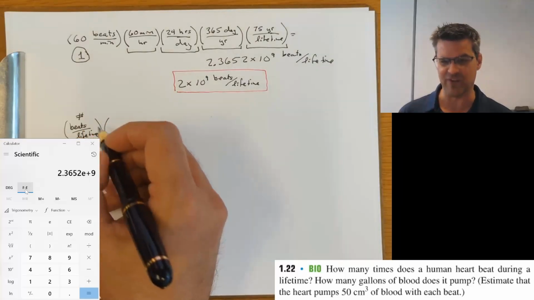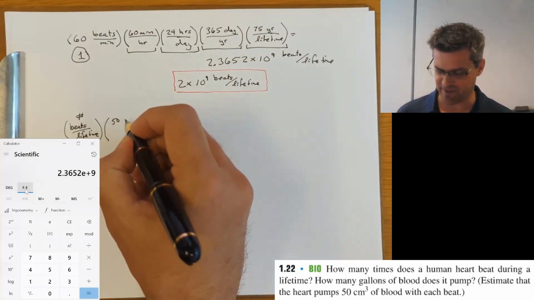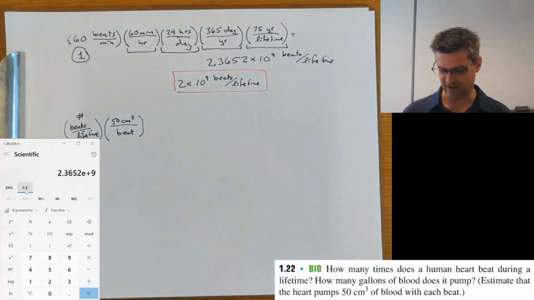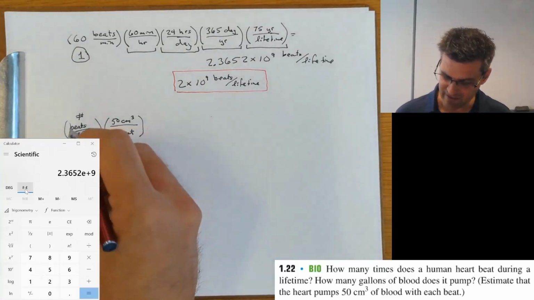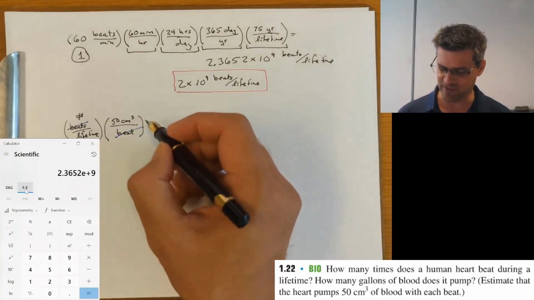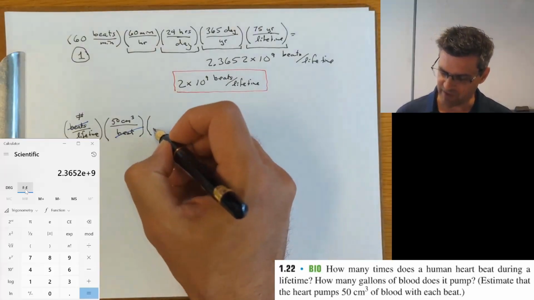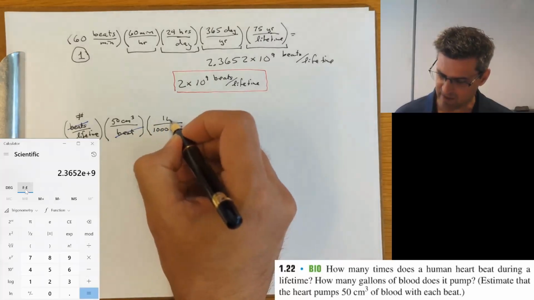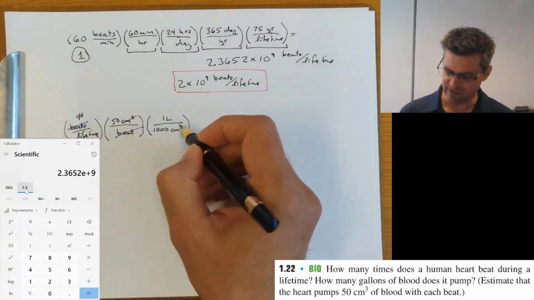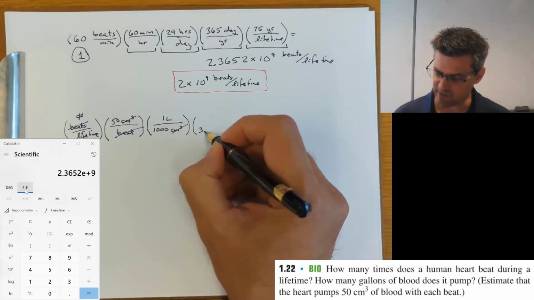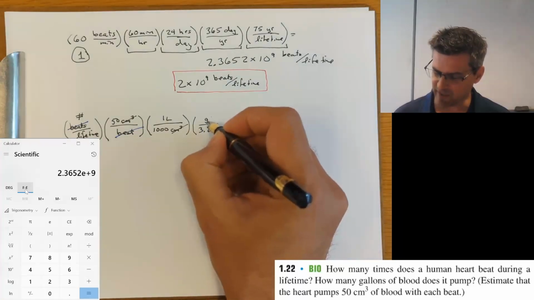So maybe I see that with each beat, I've got 50 cubic centimeters of blood per beat. So now I've got, using a different kind of calculation, because the beats are going to cancel out, something like volume per life. It's not in the right units. I need to do some conversion of units. So a cubic centimeter, there are 1,000 cubic centimeters in 1 liter. So now, centimeters cubed, I've got liters per lifetime. Okay. And maybe I know that there's 3.8 or so liters per gallon.